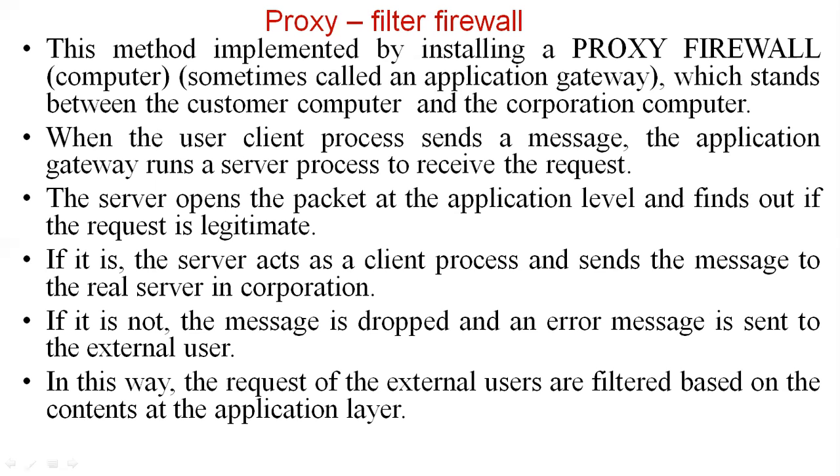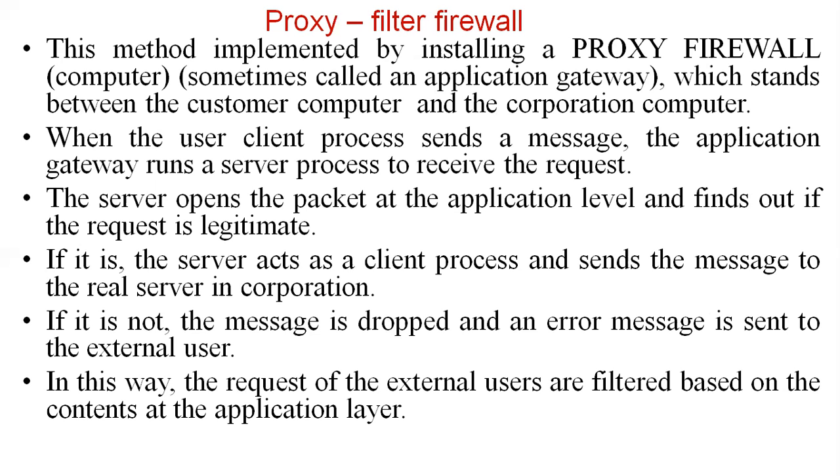The only solution to implement the proxy filter firewall is by installing a proxy firewall. Sometimes it is called an application gateway, which stands between the customer computer and the corporation computer. When the user, that is a client process, sends a message, the application gateway runs a server process to receive that request.